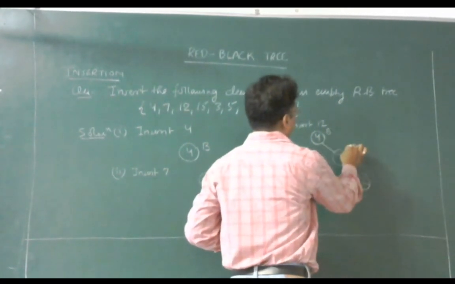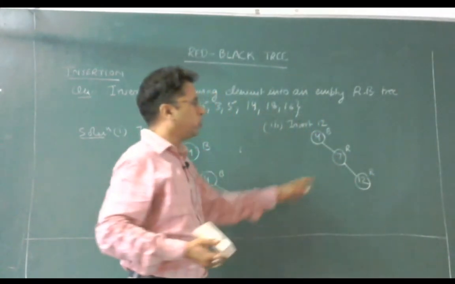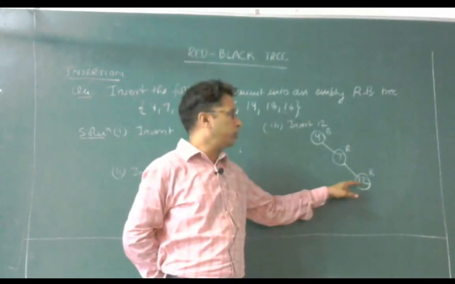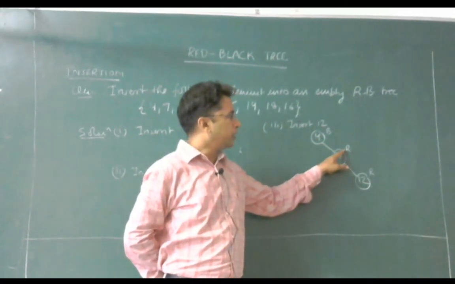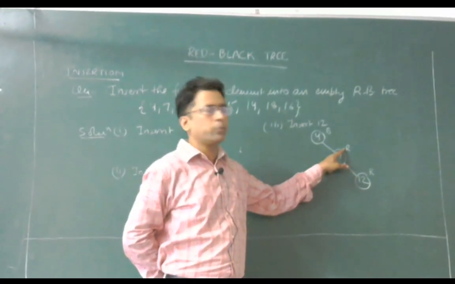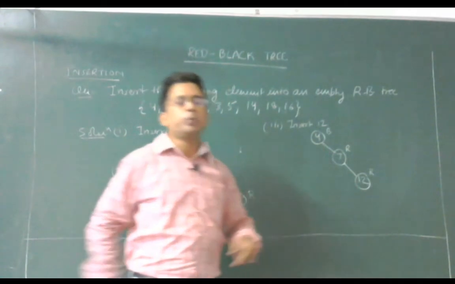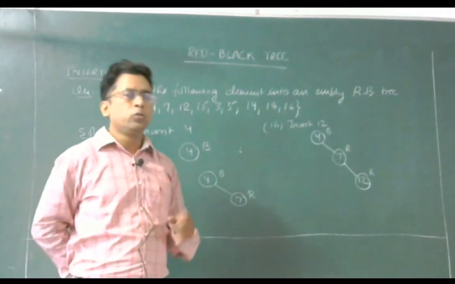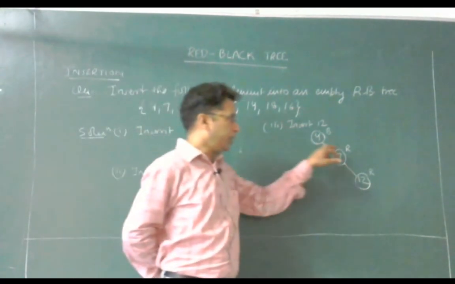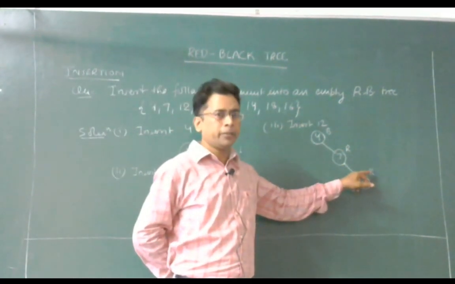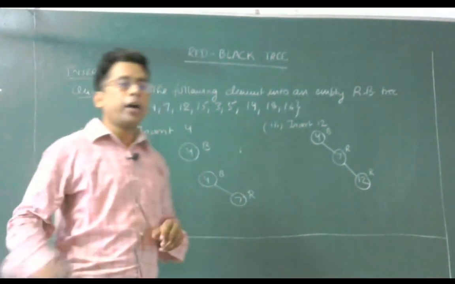If that is of black color, red color, and again 12 is the newly inserted node, and every newly inserted node is by default of red color. So here, the violation occurs because a red node is having a red child, and as per the RB tree, no red node should come together. But here two red nodes are coming together. So this is the violation of the RB tree.